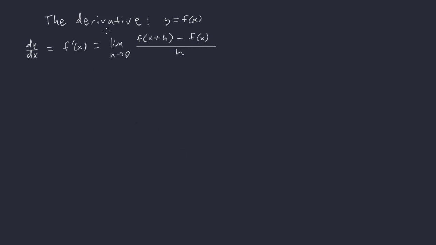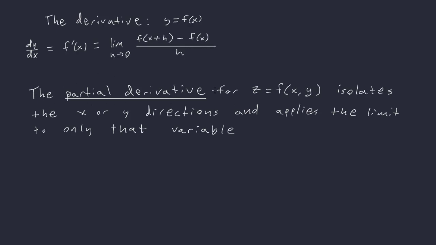All right, so to refresh our memory here, the derivative in the one-dimensional sense is basically just a limit, right? The derivative of y with respect to x, or f prime of x, is the limit as h goes to 0 of f of x plus h minus f of x all over h. So how we apply this to a surface is maybe even a bit easier than you might expect. What we end up doing is just apply this limit to each particular variable separately. Okay, so the partial derivative for z equals f of x comma y basically isolates the x or y directions and applies the limit to only that variable.